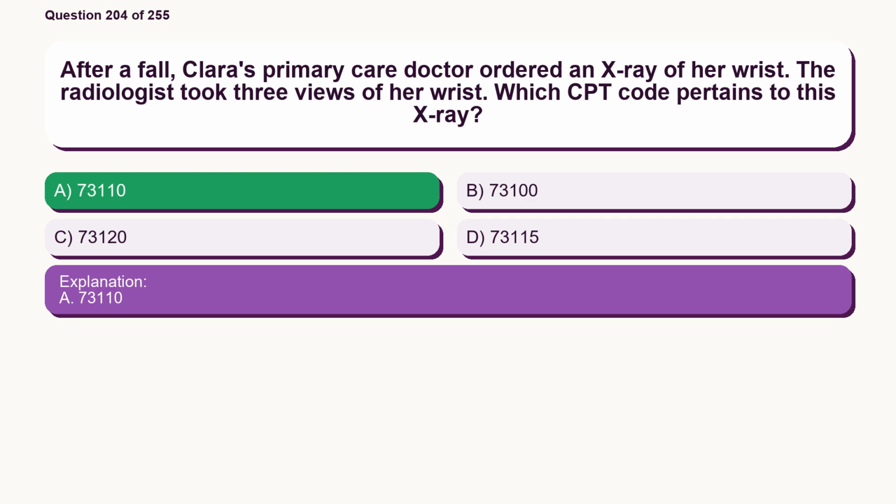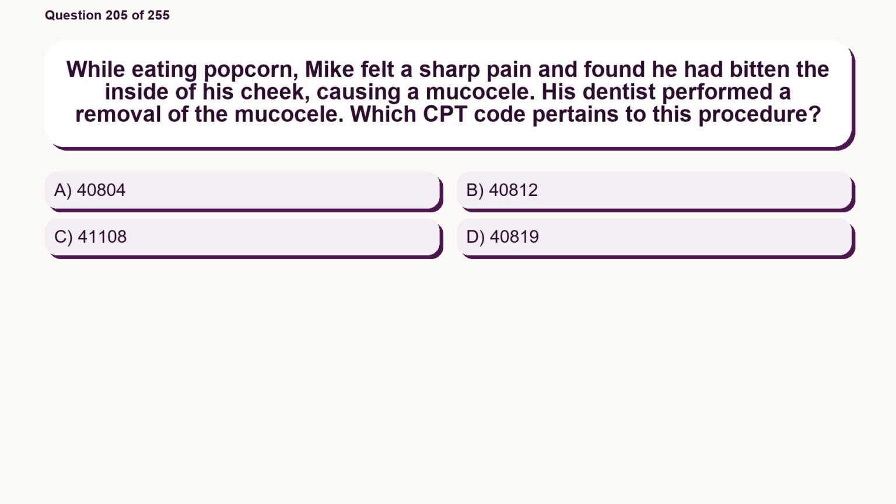Question 205. While eating popcorn, Mike felt a sharp pain and found he had bitten the inside of his cheek, causing a mucocele. His dentist performed a removal of the mucocele.